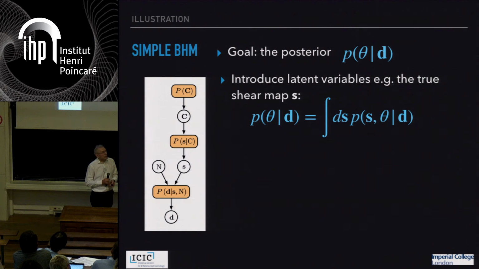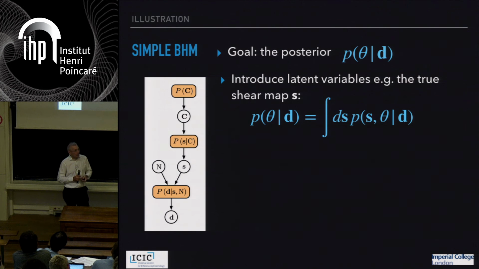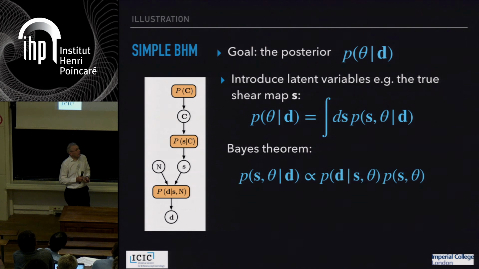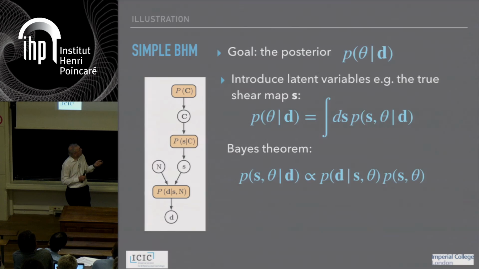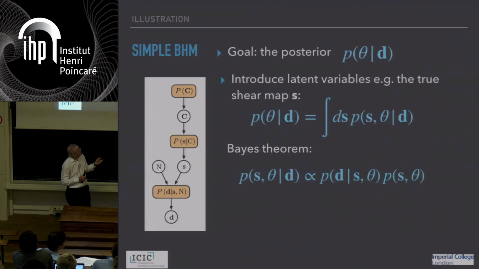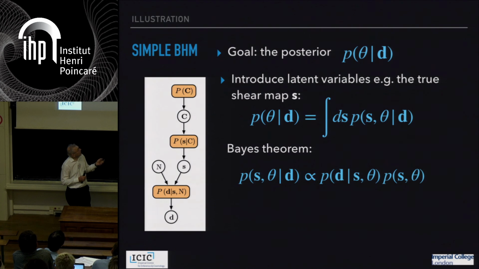So let's just see how this works. This would be a very simplified example of some of the hierarchical models that you'll hear about later in the week as well. The posterior we can compute by marginalizing over this true underlying distortion map, S, and just simply using Bayes' theorem, we can then split this up into various ingredients: the probability of the noisy data given the true shear map and the parameters, times a prior on these things.